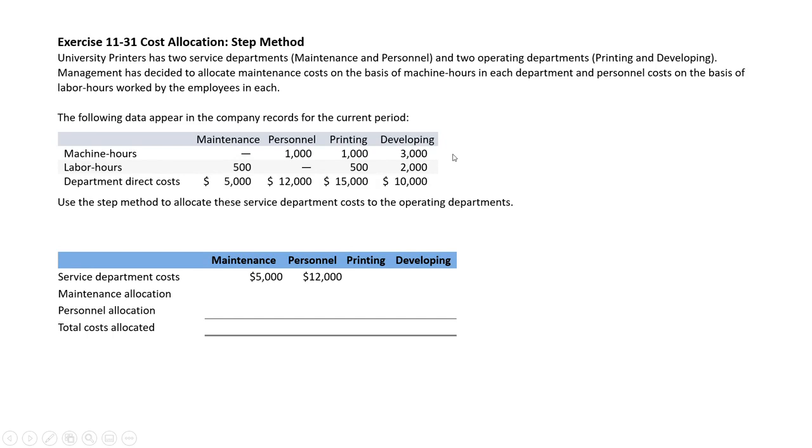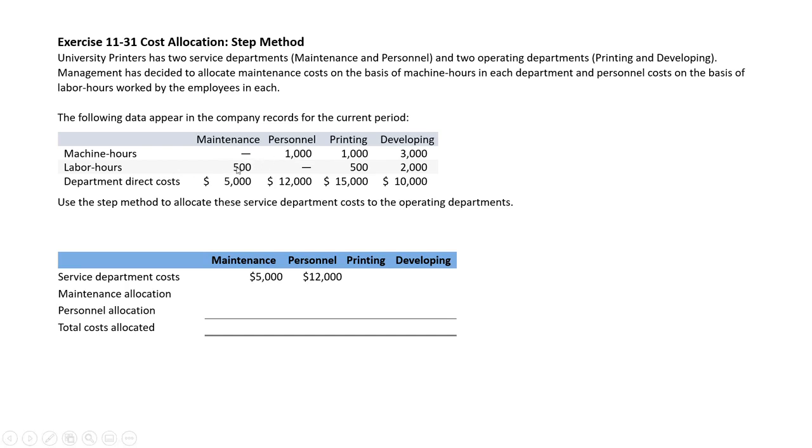Now, in this problem's write-up, we were fortunate enough that the problem itself identified that maintenance is the department that provides the most service to its other department, personnel, versus personnel providing less effort to maintenance. But don't always assume that problems will do that. So we want to make sure of how I came to that conclusion. I took a look at what efforts maintenance provides to personnel relative to the other departments. It provides 1,000 machine hours relative to 1,000 plus 1,000 plus 3,000, which is 5,000 in total. 1,000 divided by 5,000 is a fifth of its efforts provided to personnel.